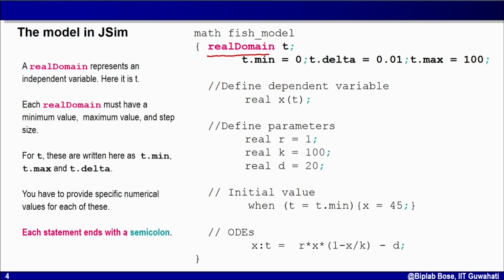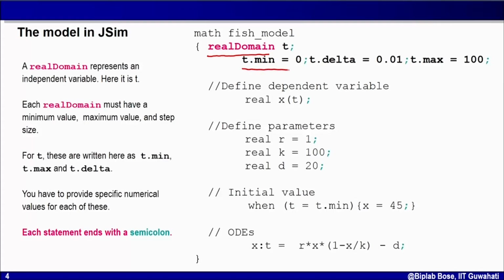So for us, time is the independent variable. Obviously time starts at 0. So t.min is equal to 0. And t.max, that is the maximum value, is 100. That I have decided. How will time change in between 0 to 100? It will change at a time step of 0.01 and that is shown as t.delta.